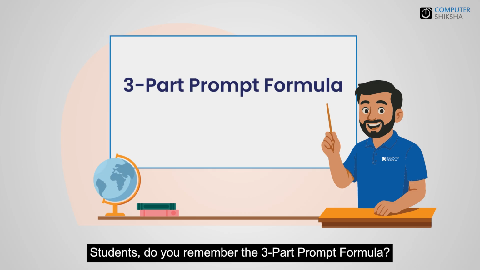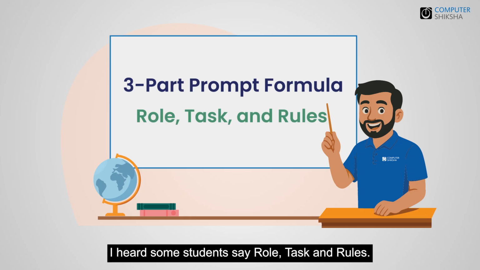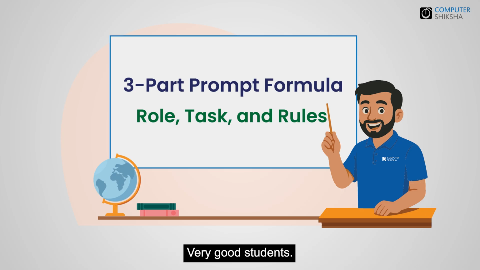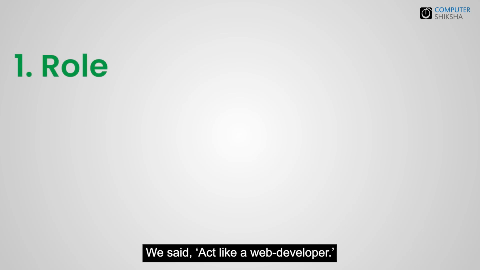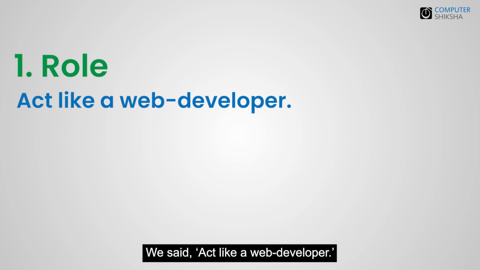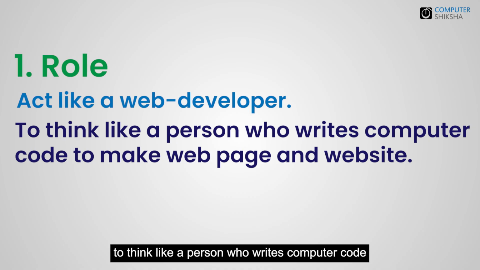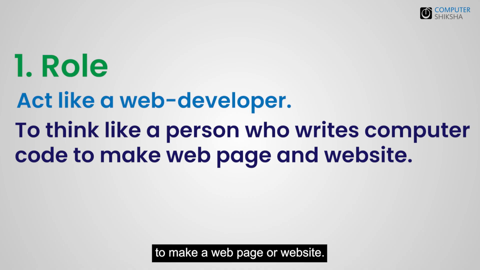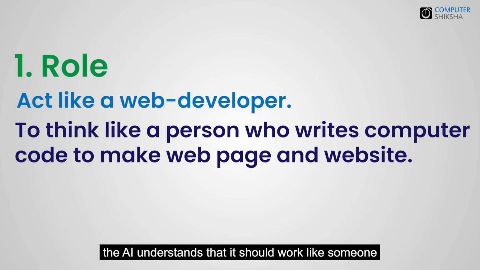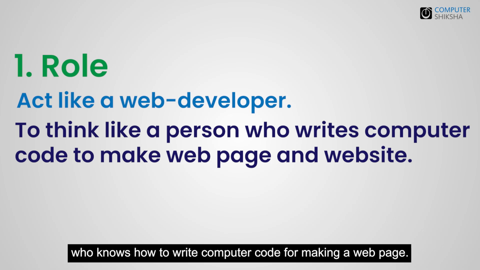Students, do you remember the 3-part prompt formula? I heard some students say role, task and rules. Very good, students. You are absolutely right. First comes the role. We said, act like a web developer. This means we want the AI to think like a person who writes computer code to make a web page or website. So when we say web developer, the AI understands that it should work like someone who knows how to write computer code for making a web page.